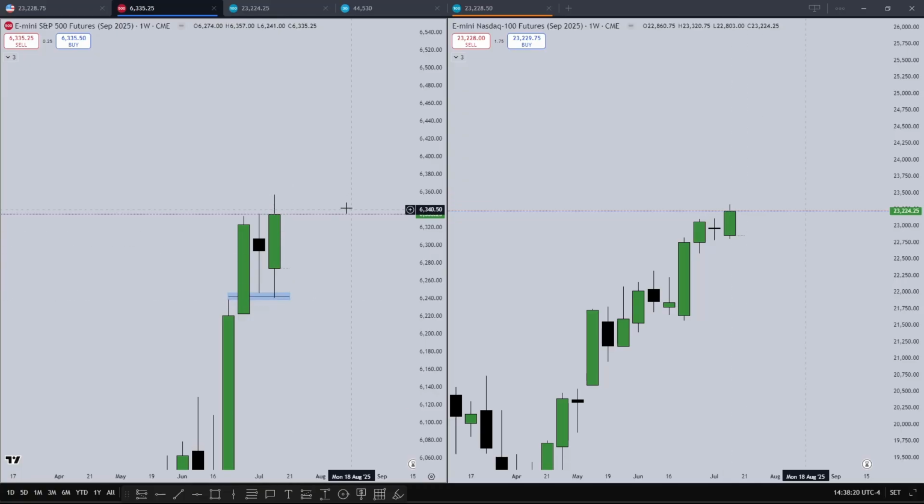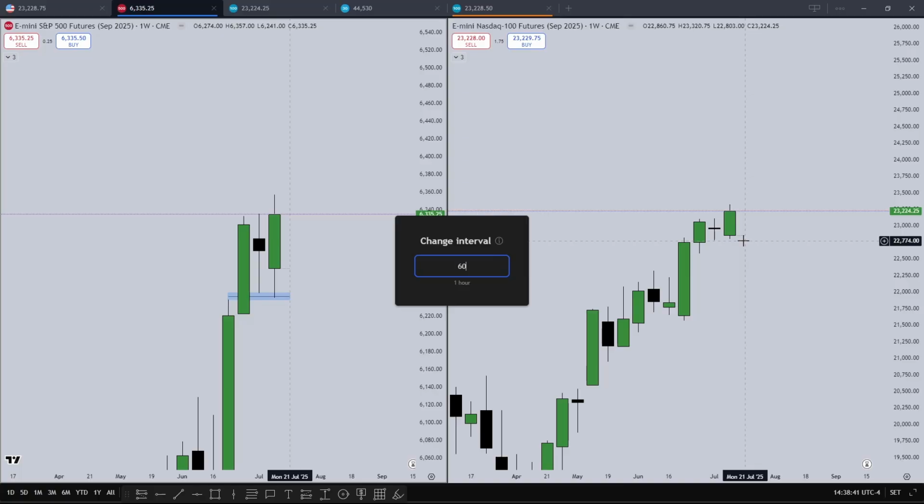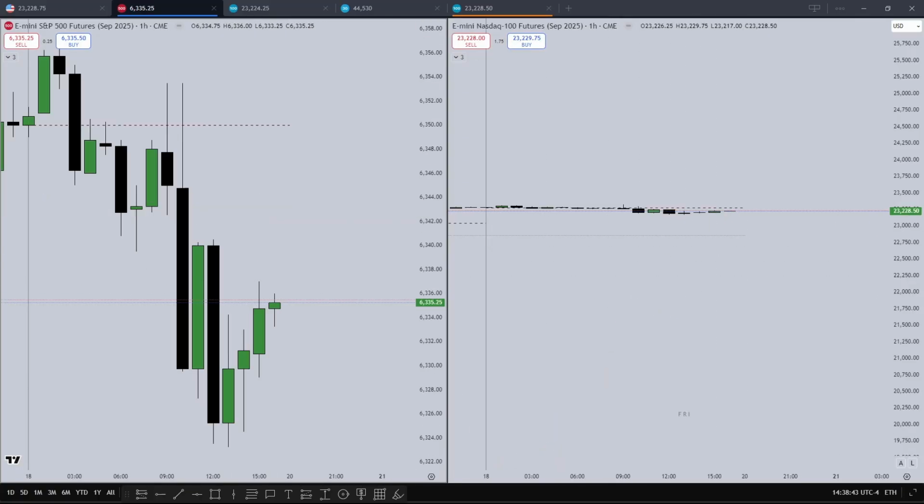At the same time, we can see an SMT. This week's low has been taken on ES, but on Nasdaq we did not see that. Price did not take the previous week's low, so this is a bullish SMT. We're going to dive into it in the 15-minute chart. We can see it nicely.